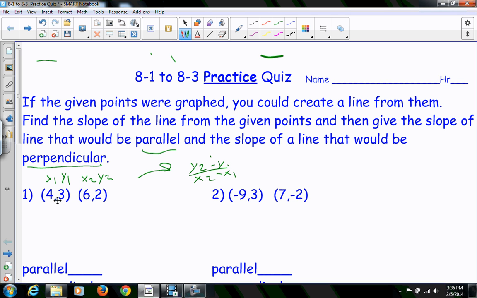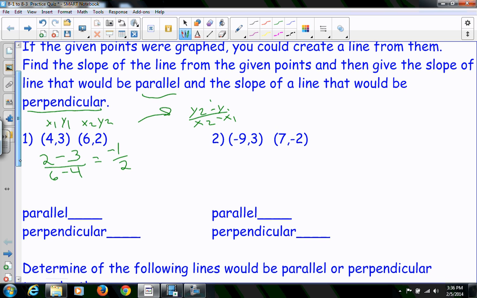So what I'm going to end up with is 2 minus my y1, which is 3, over 6 minus 4. Okay, and then just do the math. 2 minus 3 is -1. 6 minus 4 is 2. So I have a slope of my original line, which is -1/2. Now, parallel slopes are the same. So the answer to this is -1/2, same thing.